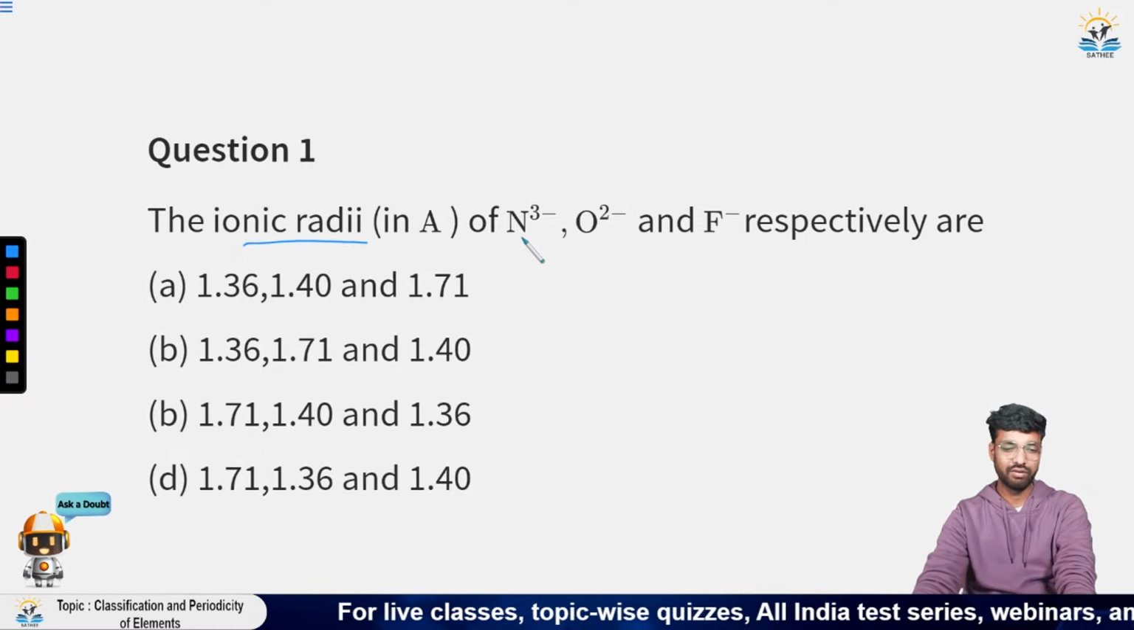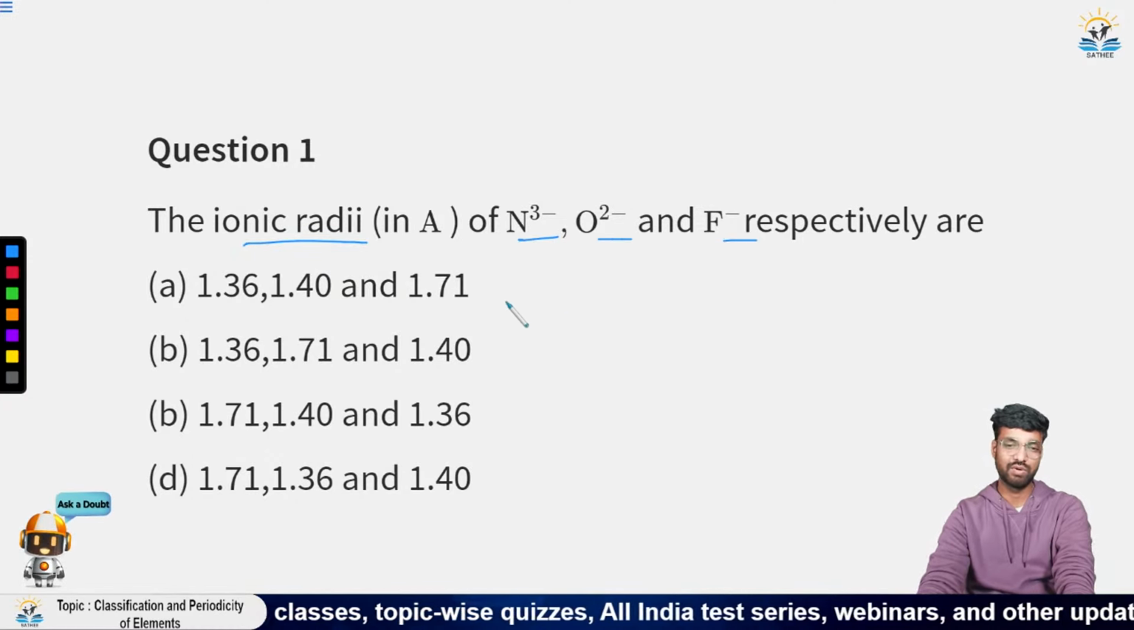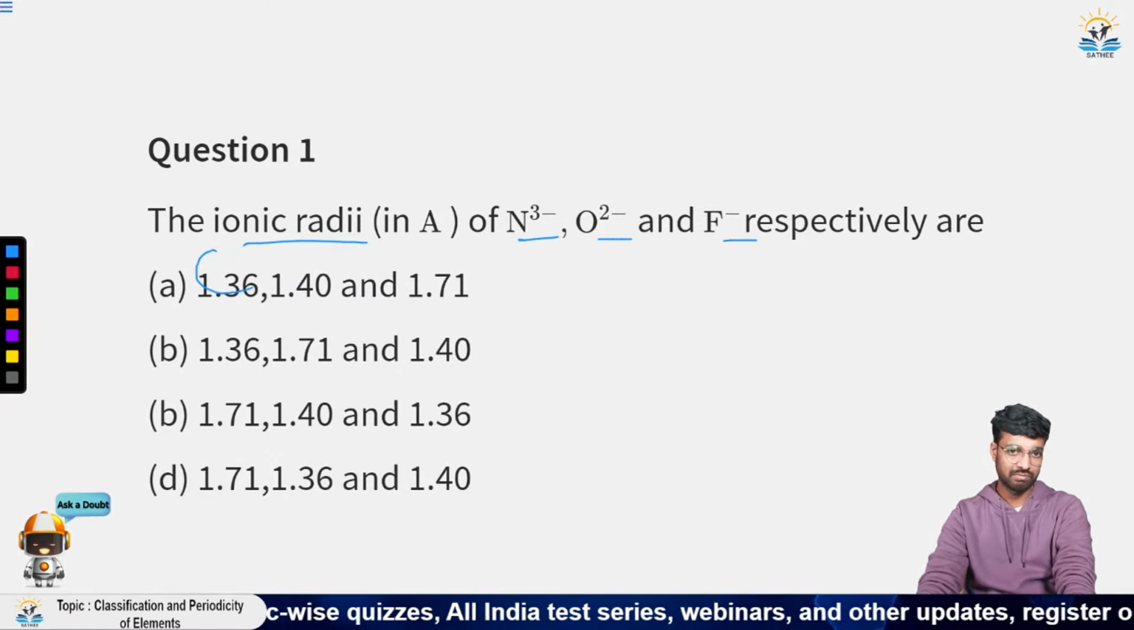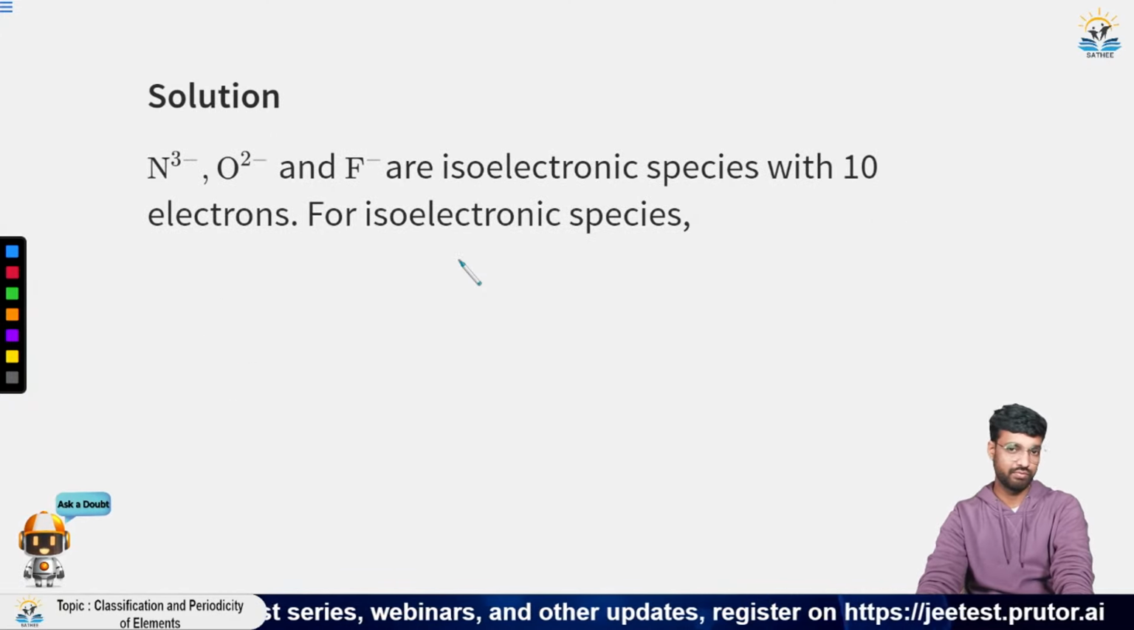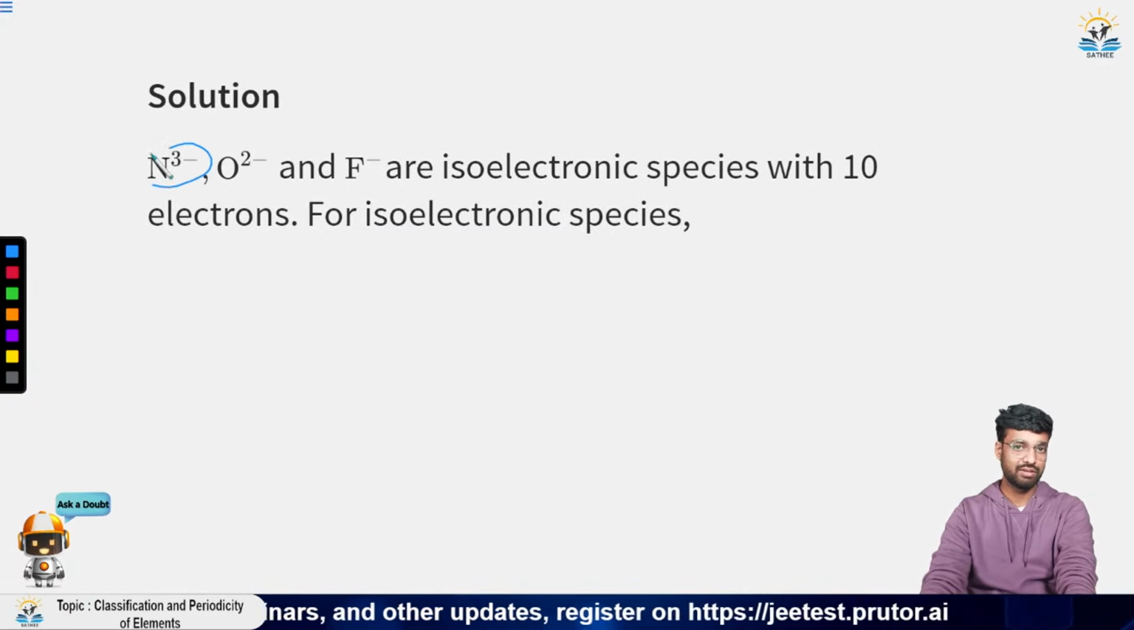The ionic radii of N3-, O2-, and F- are what? So you do not have to remember the values. You just have to compare these three values. So let us see how we'll solve it. These three are isoelectronic species.